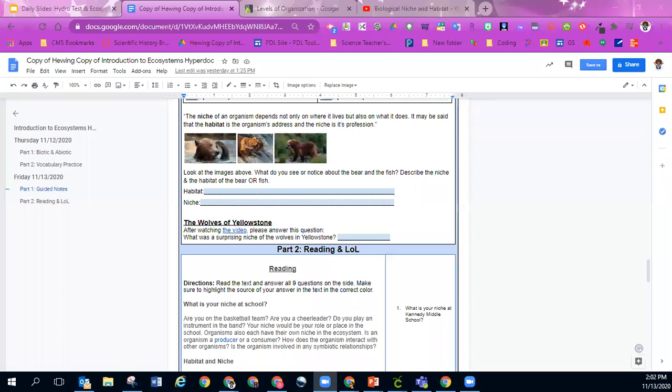Oh, I forgot to show y'all the picture. My son caught a bass this weekend. I forgot to show y'all that picture. I'll show it to you. I forgot. Somebody remind me at the end of class. I'll pull it up.